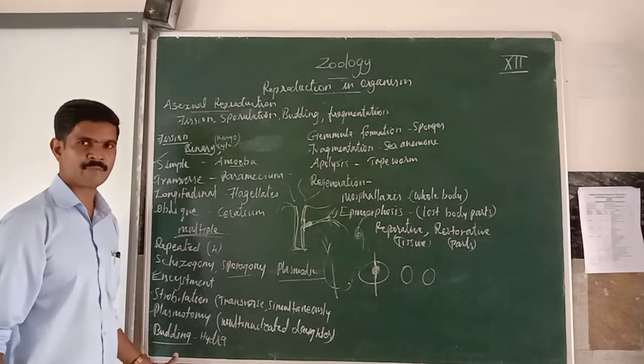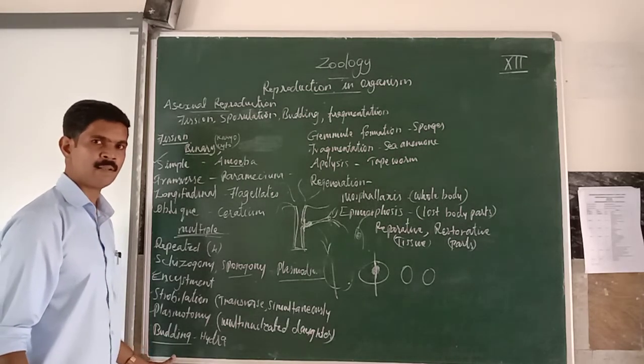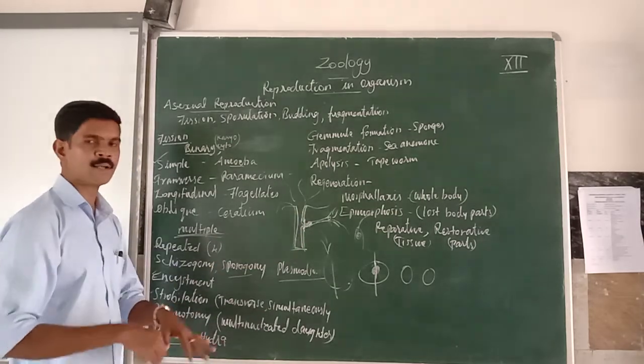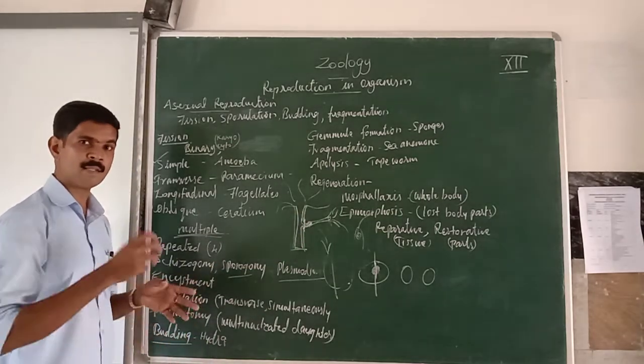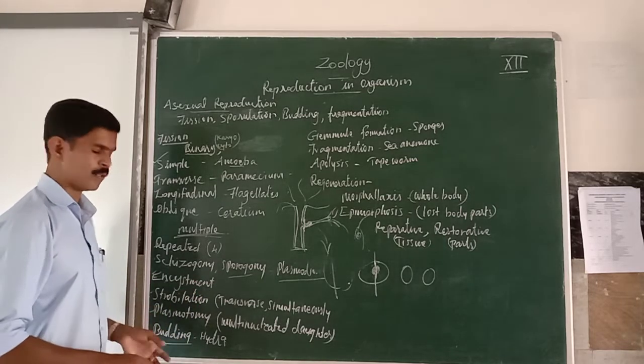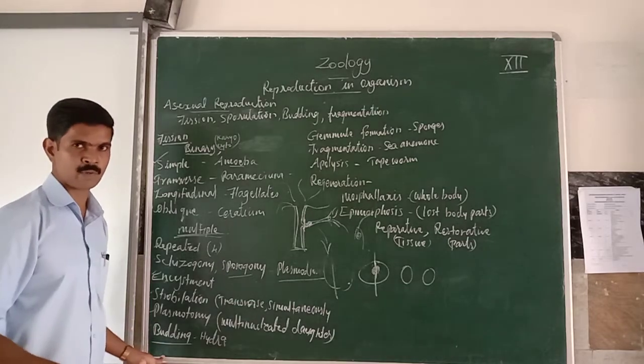Budding is classified into two types: exogenous budding and endogenous budding. In hydra, we can see this exogenous type of budding. In some organisms, when small buds are developed inside the body of the organism, this is called endogenous budding. So this is one of the 2 mark questions.